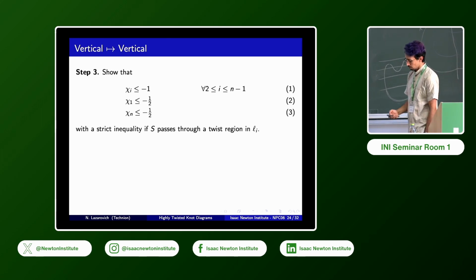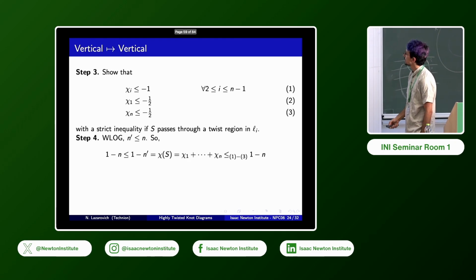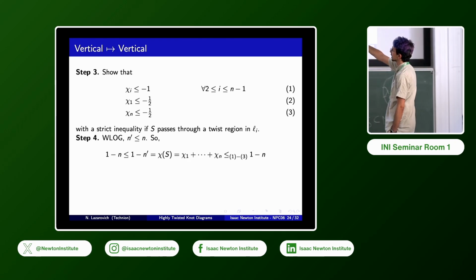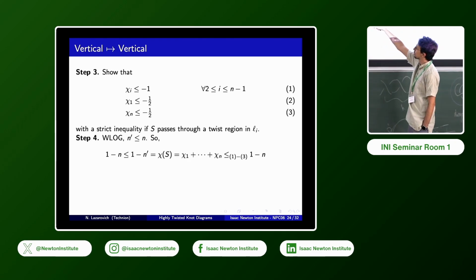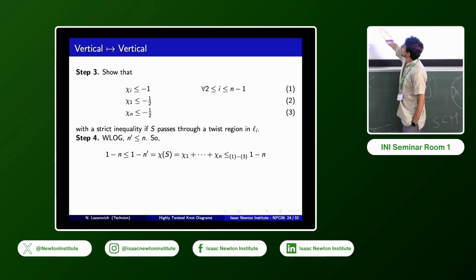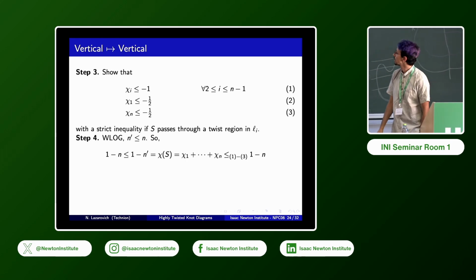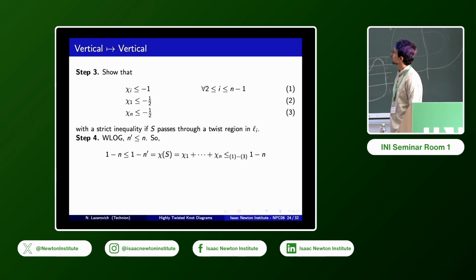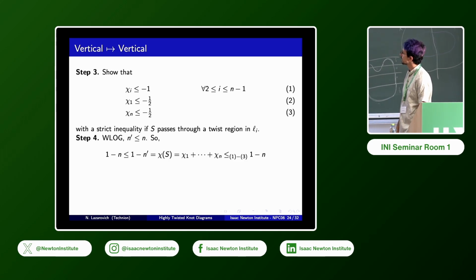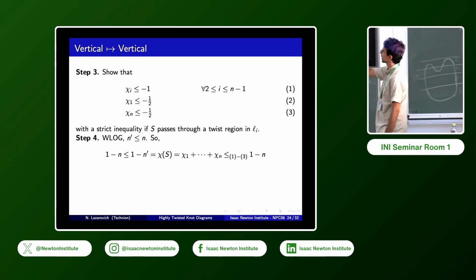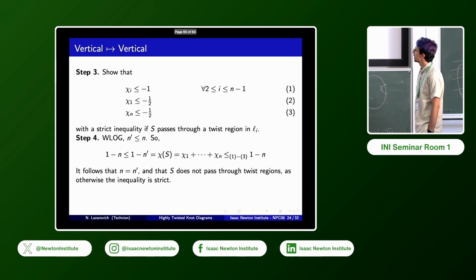Okay. But since we know the Euler characteristic of S is, let's say, 1 minus n, and we know that it's also the contribution of each one of the layers, these inequalities show you that it is at most 1 minus n. Okay? So using this, we get that it's exactly 1 minus n, which, by the way, shows that n prime and n are equal.